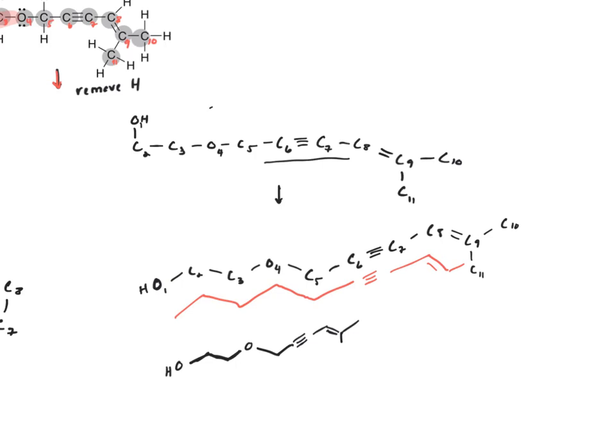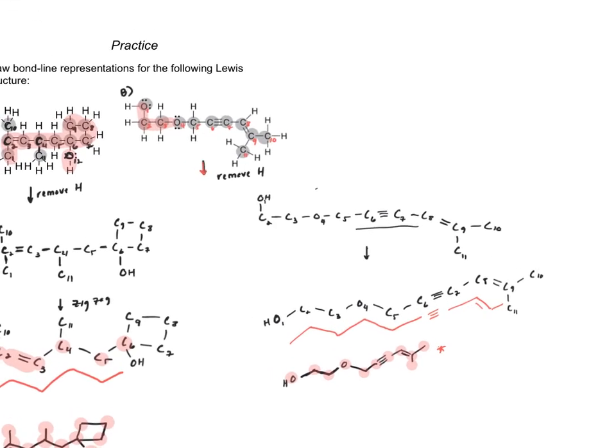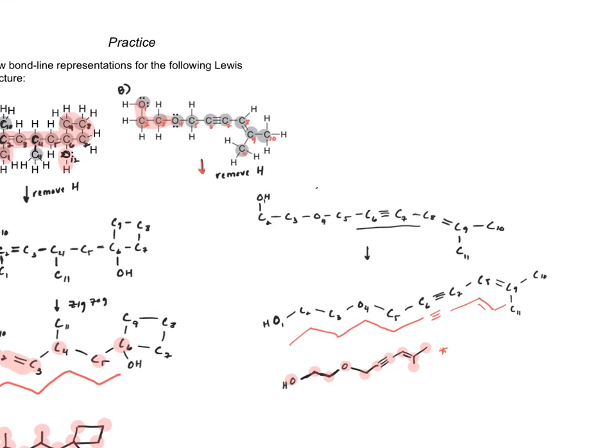So we've got oxygen 1, carbon 2, carbon 3, oxygen 4, carbon 5, carbon 6, carbon 7, carbon 8, carbon 9, carbon 10, carbon 11. And so this should be the correct bond line structure given our initial Lewis structure. In theory, fingers crossed.